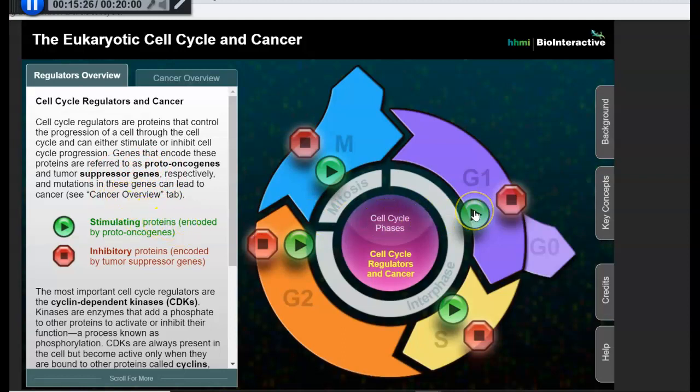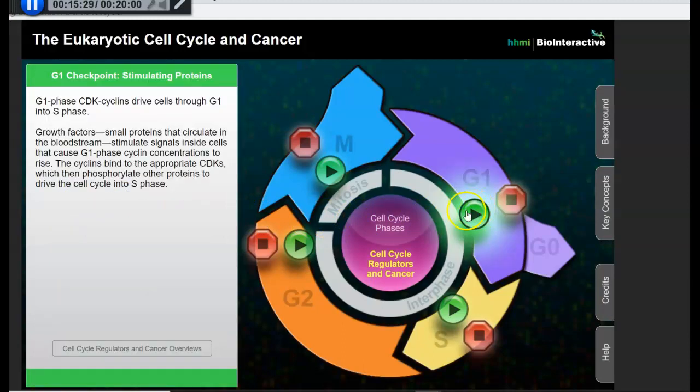So let's start here with G1. If we click on this arrow right here, what we see is that in G1, remember, the CDK cyclins, the positive regulators that are going to stimulate the cycle, are going to move this cell into the S phase. These positive regulators could be growth factors, things that are telling the cell it's time to grow, it's time to produce more cells. So in this case, we would have the cyclins bind to CDK, and then do a phosphorylation to drive this cell into the next phase, which is the S.